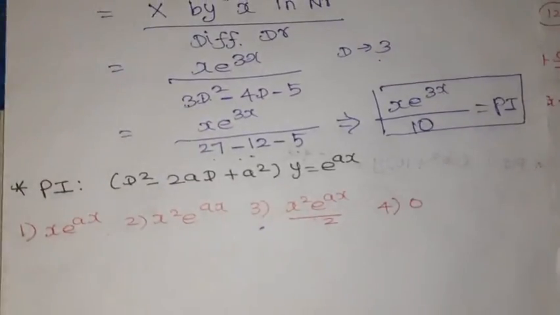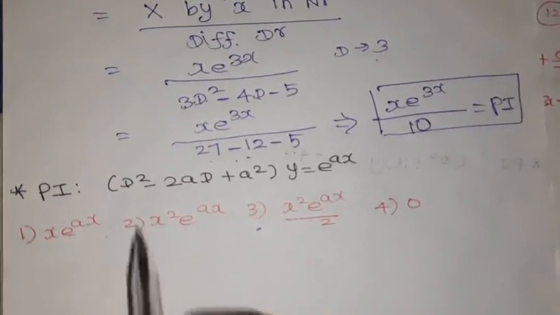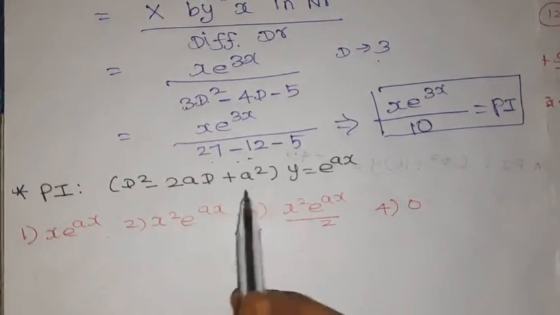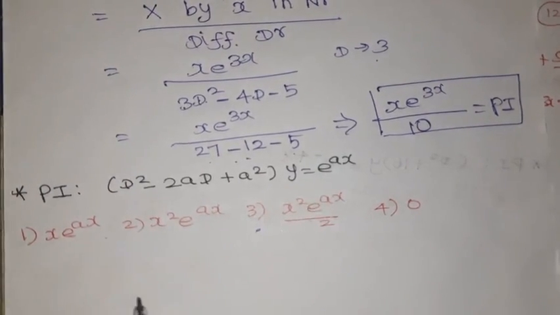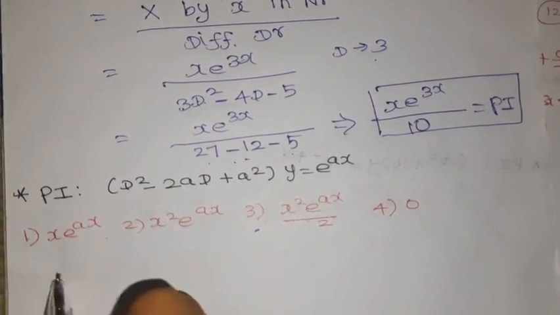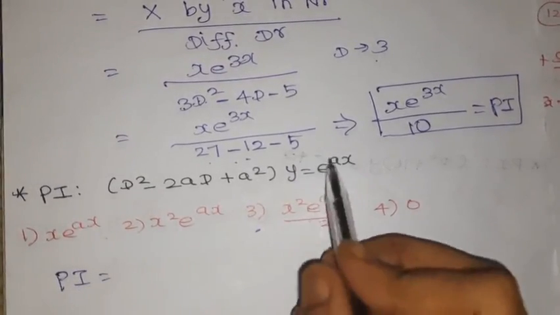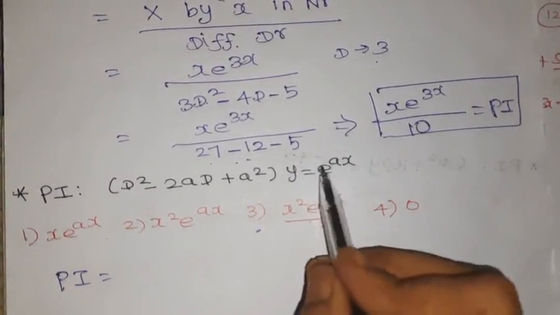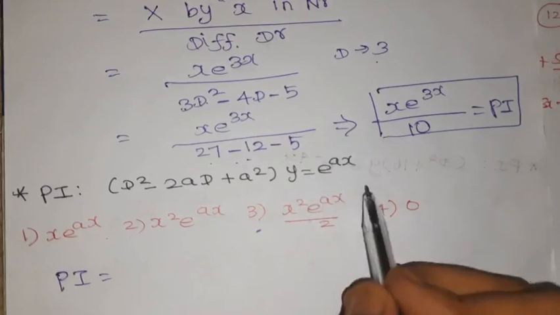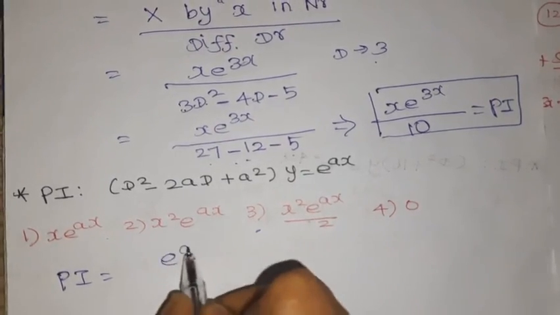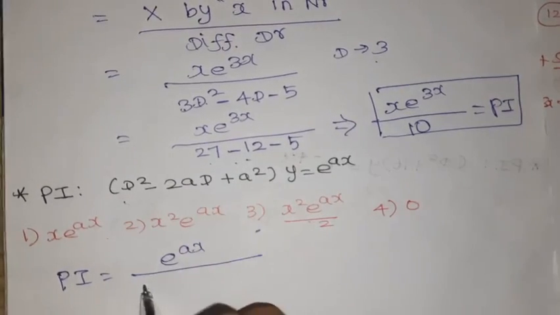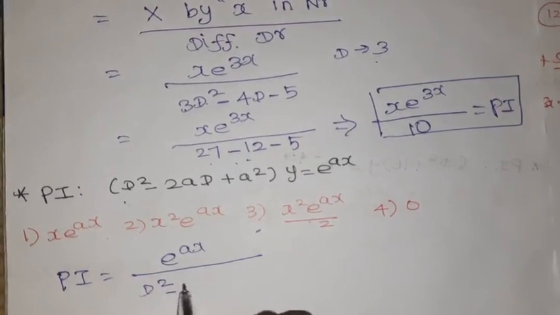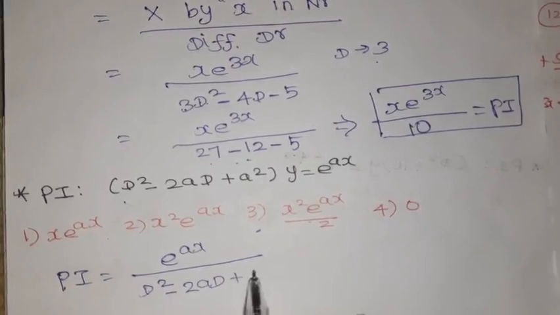Then move on to the next one. We need to find the particular integral for the given differential equation. Whenever we are finding the particular integral, we need to look at the right-hand side type. This is of exponential type. For exponential type, what do we need to do? e power ax divided by f of D. f of D is the given term, D squared minus 2aD plus a squared.